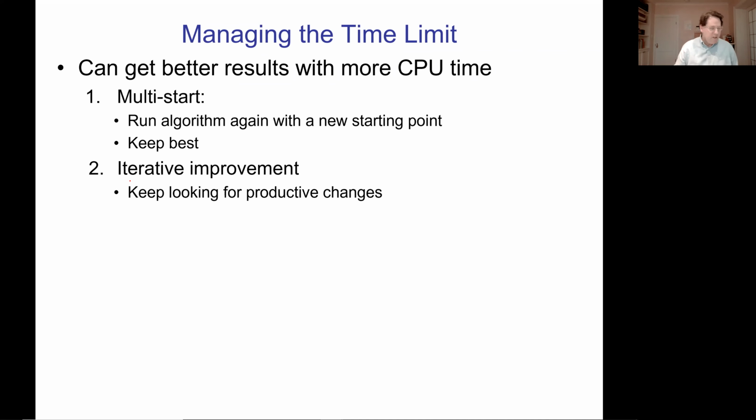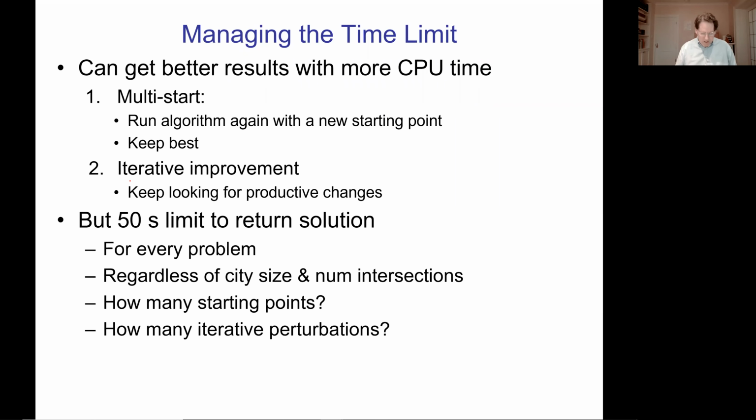Iterative improvement, you can just keep proposing more and more perturbations and seeing if you find something good. So you've got a couple of ways that you can improve your result if you just keep working at it. But we've got a 50-second limit to return your solution. And you want to make sure you return the solution in less than 50 seconds or the unit test will time out and say that's no solution.